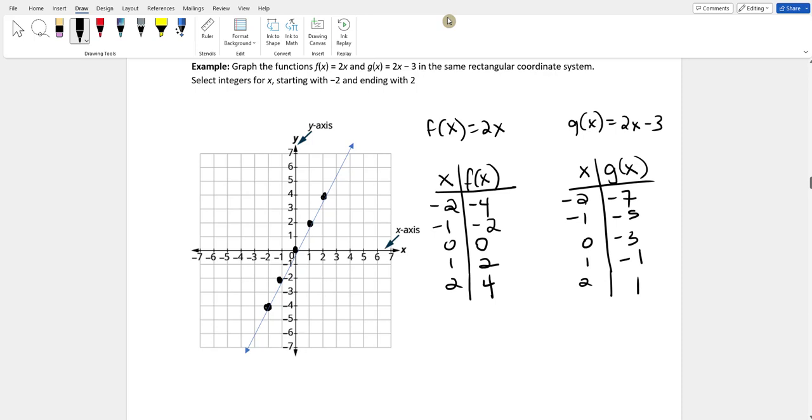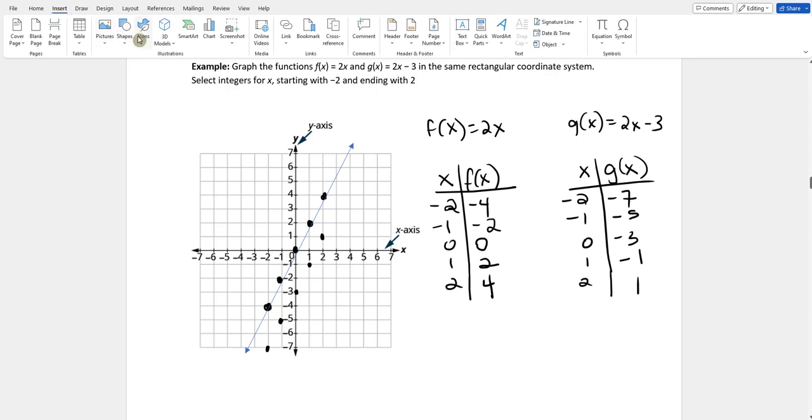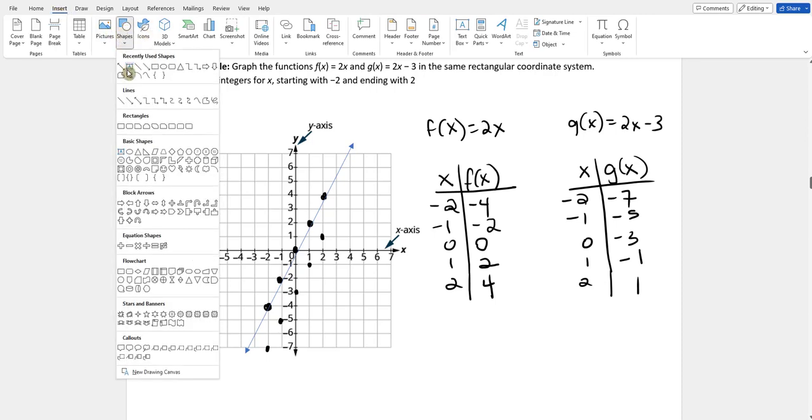So we're going to go ahead and graph these. So we got -2, -7, which will be a point here. -1, -5 will be a point here. 0, -3 is here. 1, -1 will be here. And then 2, 1 will be here. So I'll go ahead and draw my line.